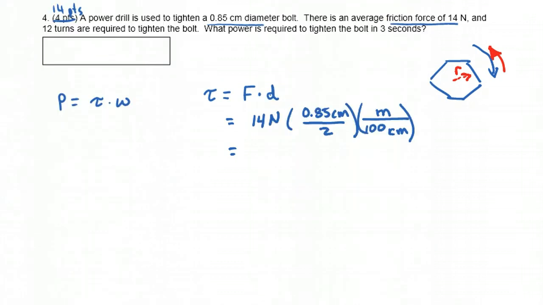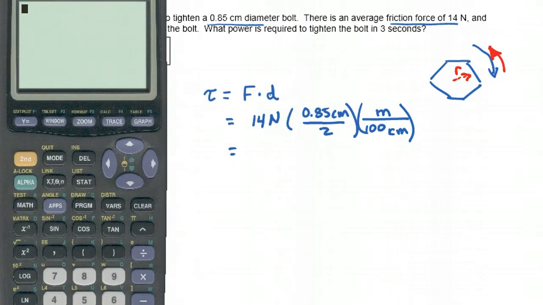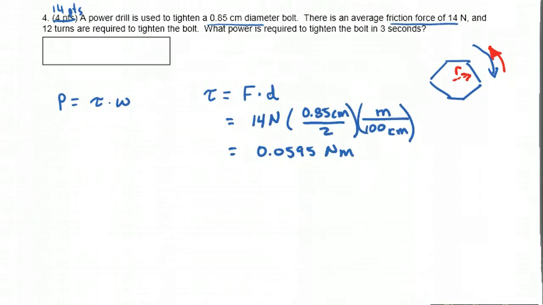If we plug that into the calculator, we get 14 times 0.85 divided by 2 divided by 100. That comes out to be 0.0595 newton meters. So that gets our torque.